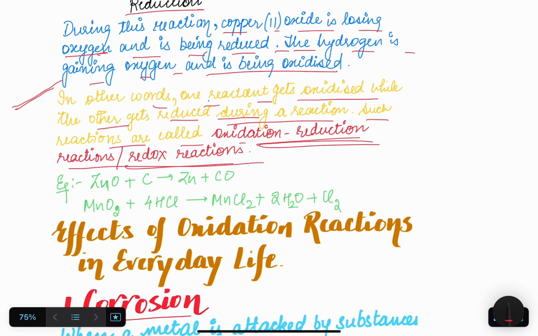Here another example of redox reaction is ZnO plus C gives Zn plus CO, that is carbon monoxide. Manganese dioxide plus 4HCl gives manganese chloride plus water plus chlorine.